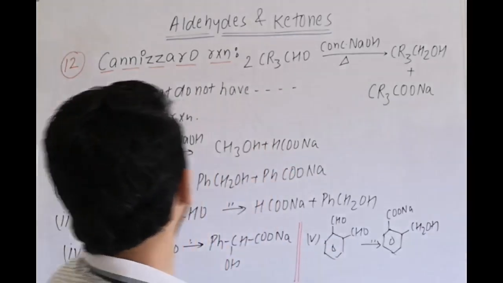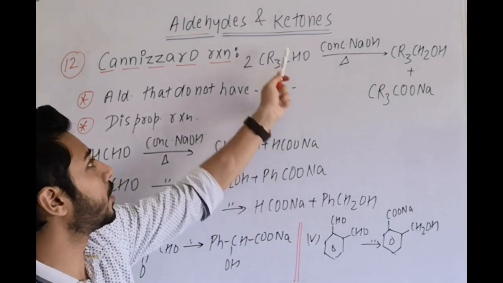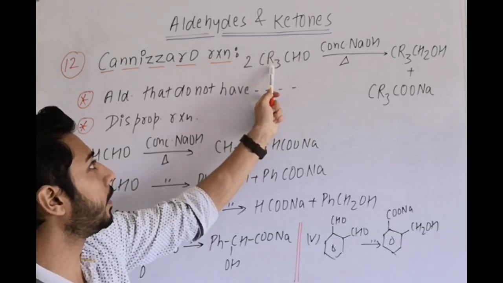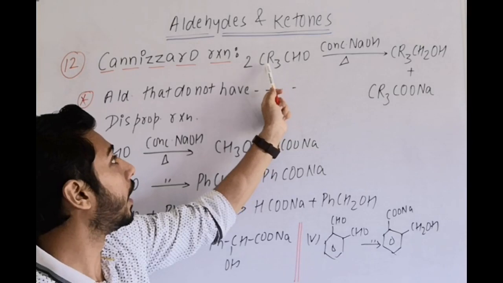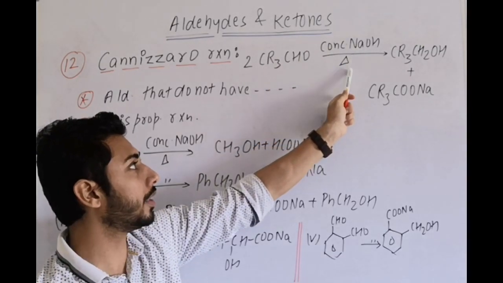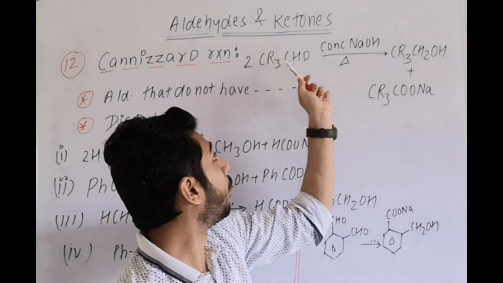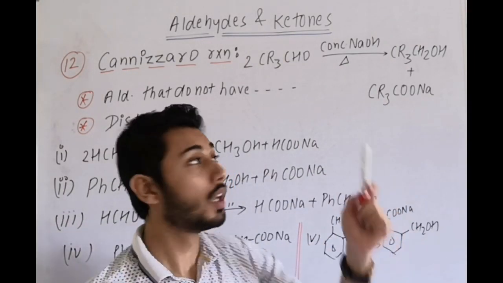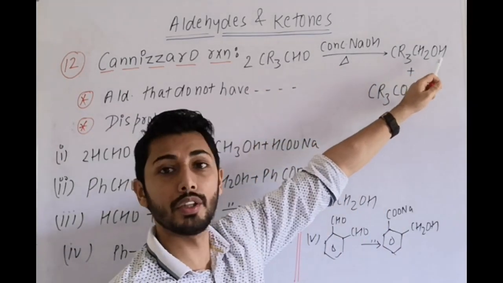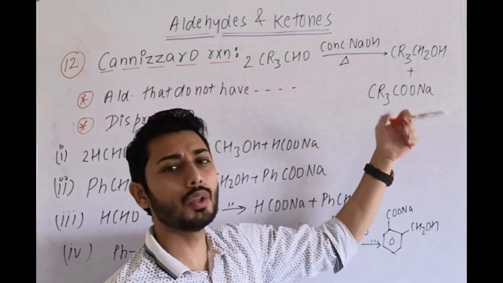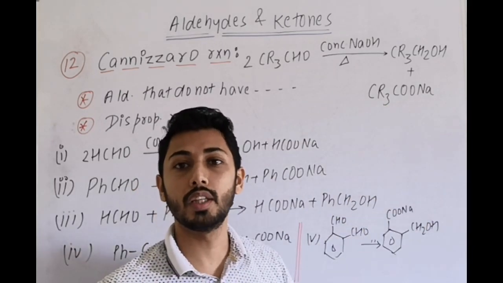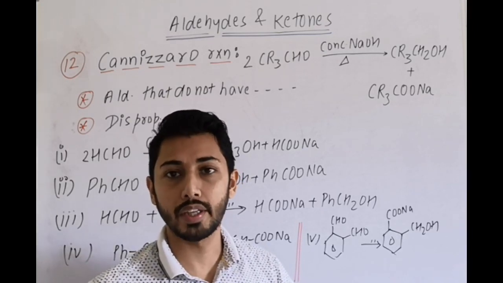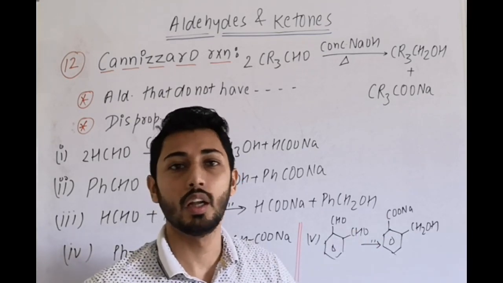Now here CR3CHO means the alpha carbon of this aldehyde contains all alkyl groups, that means no alpha hydrogen, in concentrated alkaline medium. It finally gives products: one becomes reduced, that is, alcohol is formed, and one gets oxidized. So CR3CH2OH is the reduced product and CR3COO- Na+ is the oxidized product. That's why this reaction is a disproportionation reaction. Self-oxidation and self-reduction take place.